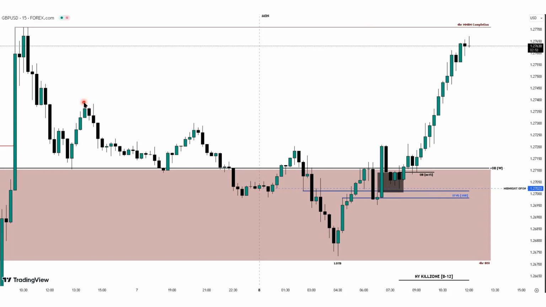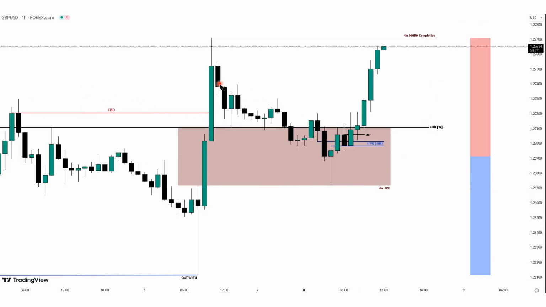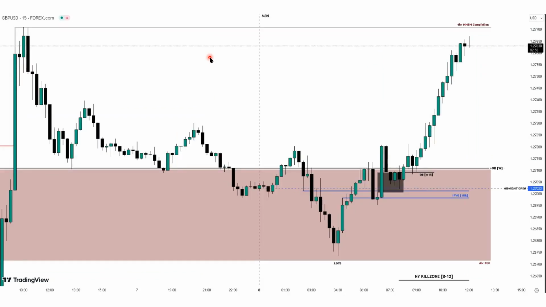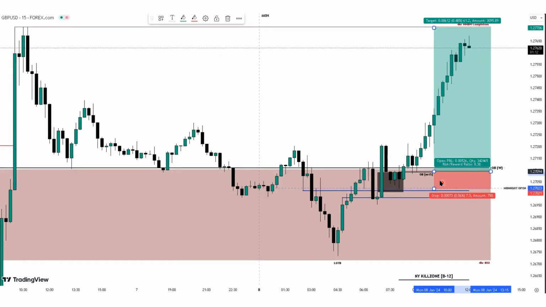We have another failure swing here, right there, and you see on the hourly, let me go back to the hourly. On the hourly, we had this failure swing, and we had that consequent encroachment of this week as another potential partial point. You'll understand once you see how I was managing my trades, right? So right there, the stop loss would be 7 point something pips. Not really an issue of concern.